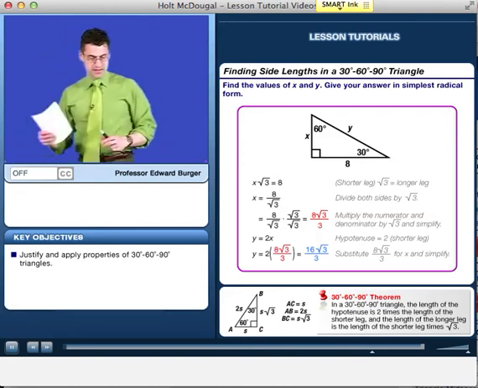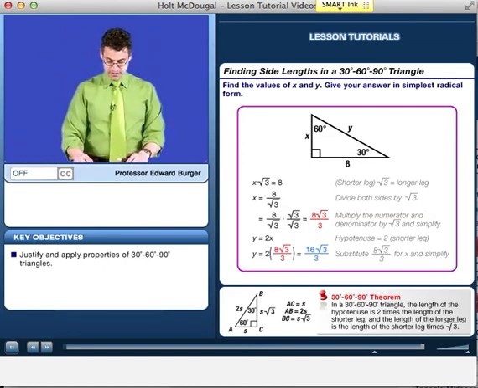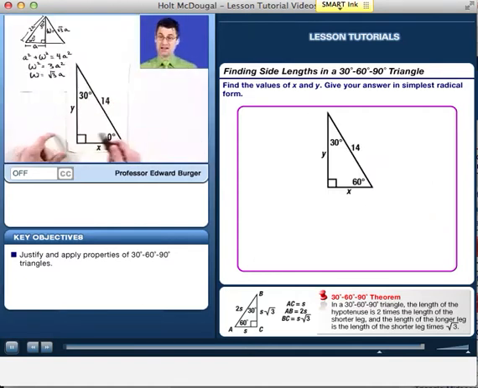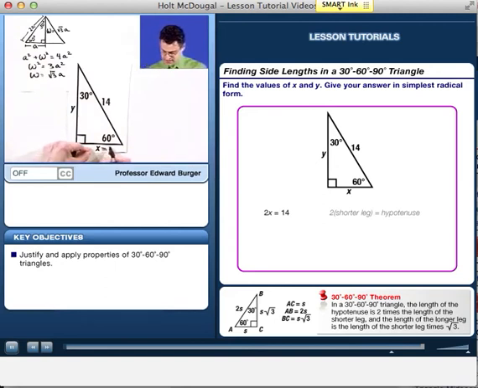Again, if we just think through these things, we're pretty much good to go. Here we see a 30, 60, 90 right triangle. The hypotenuse is 14. That corresponds to this. So the short side, the side opposite the 30, is going to be half of the hypotenuse. Without any work at all, I see this is going to be half of 14, which is 7.